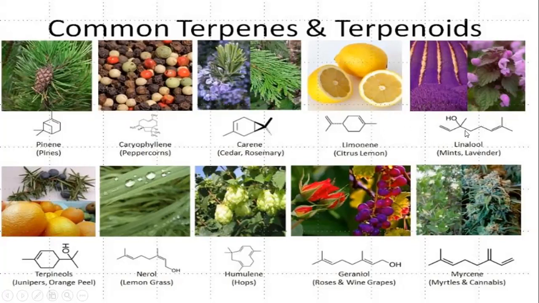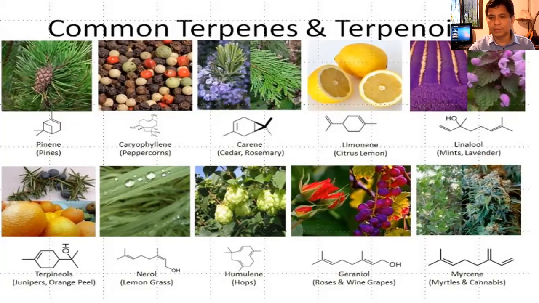Linalool. I think all of these are monoterpenes. So kita niyo, monoterpenes ang dami-dami. All of them contain 10 carbons. Linalool. So linalool is, you can find this in mints and lavender. Lavender is pampatulog, 'di ba? Nilalagay sa essential oil.